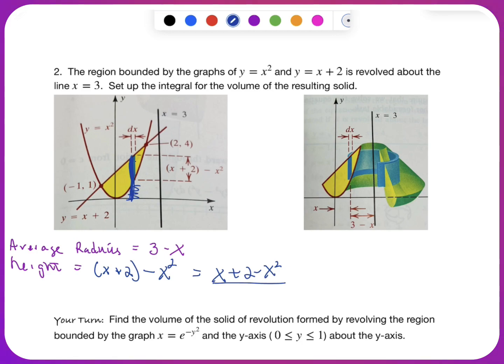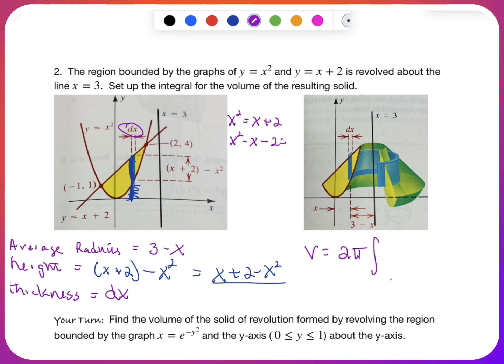The last thing we need to figure out is the thickness of our representative rectangle. And our thickness is changing along the x-axis, so it's dx. So putting this together, our volume is going to be equal to 2 pi, the integral. Now, start to finish. So our shaded region begins. We're in terms of x, so we need to figure out our x values. I labeled it on the graph, but in case you don't, remember you learned this in Calculus 1. You set your two equations together to find where they intersect. So our x values of intersection are -1 and 2.